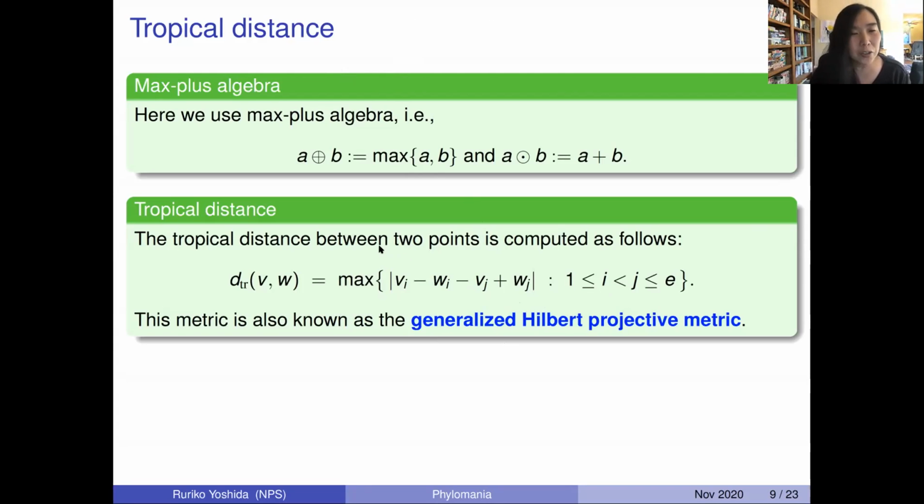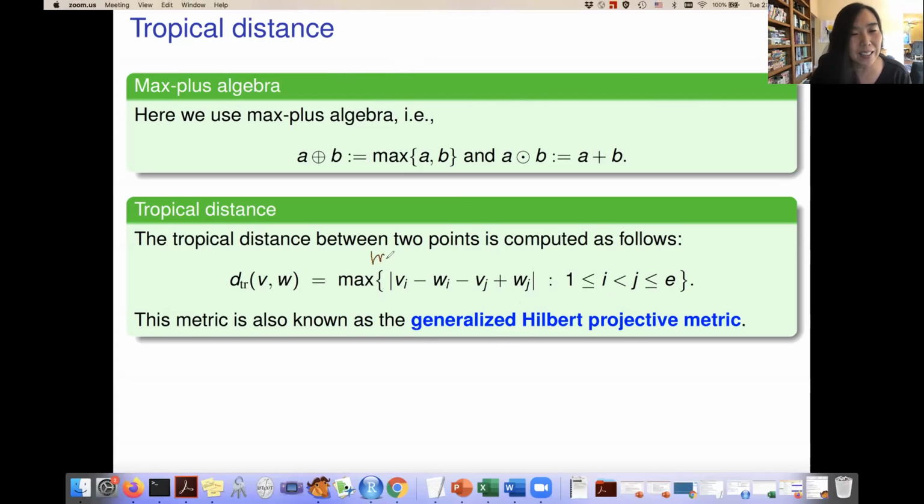But also you can think that that's the max of V minus W, and this is equal to, oh sorry, that's a minus. So that's a minus min of V minus W. That's also, you can see, exactly the same. Okay? So here, E is basically N choose 2. So that's basically the dimension of the ultrametric matrix.